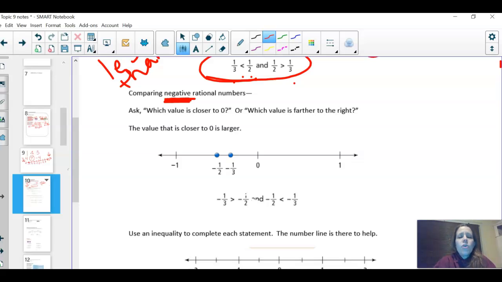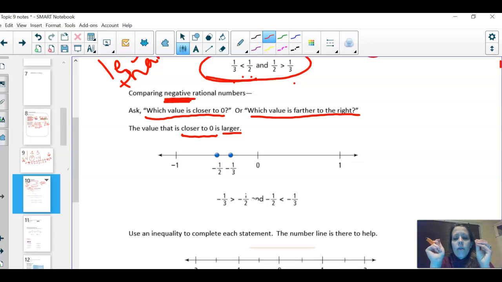When it's negative, you can ask 2 questions. Tú puedes pedir 2 preguntas. Which value is closer to 0? ¿Cuál valor es más cerca a 0? Or, which value is further to the right? Okay? The value that is closer to 0, el valor que es más cerca a 0, is larger, es más grande. Ese es solamente con negativos. This is only with negatives.